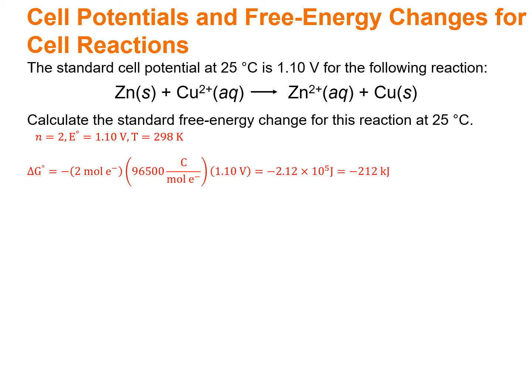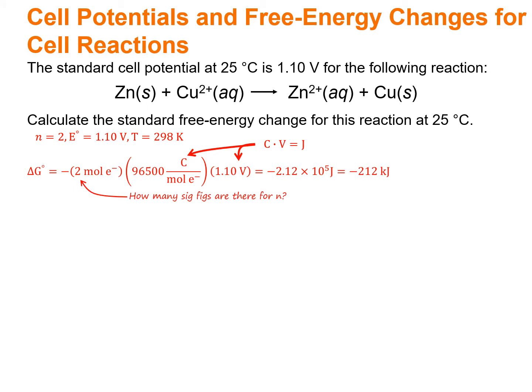We plug in all those values and get minus 2 moles of electrons times 96,500 coulombs per mole of electrons, that's Faraday's constant, times 1.1 volts. We come out with a value of negative 2.12 times 10 to the 5 joules, or negative 212 kilojoules. So this is quite a spontaneous reaction. One other thing, just remember that a coulomb times a volt is a joule, so that's where it's important to keep in mind that it gives you a joule.